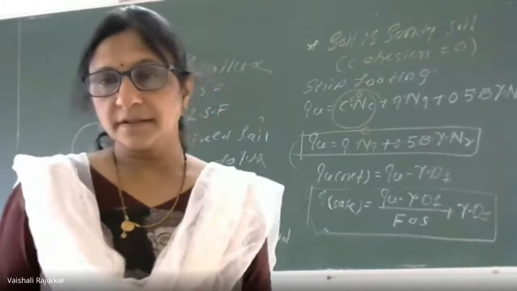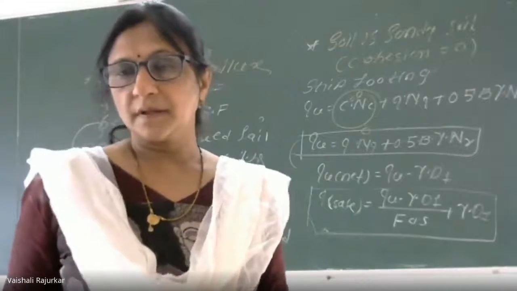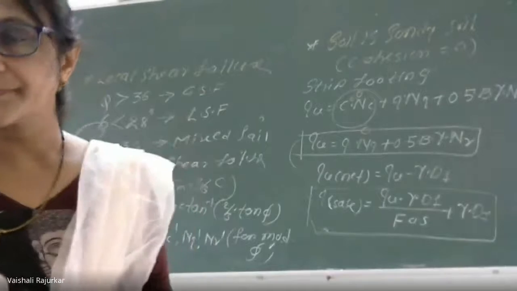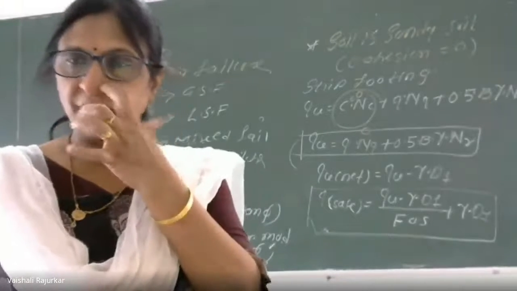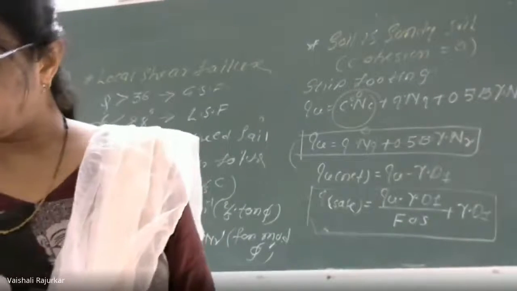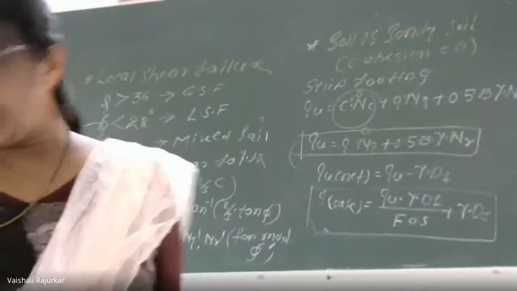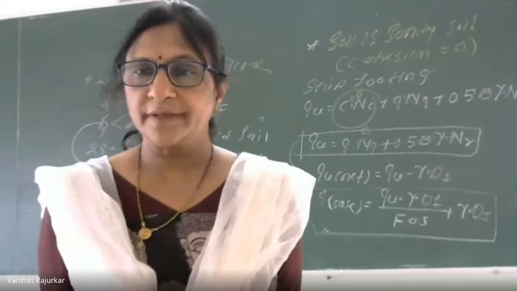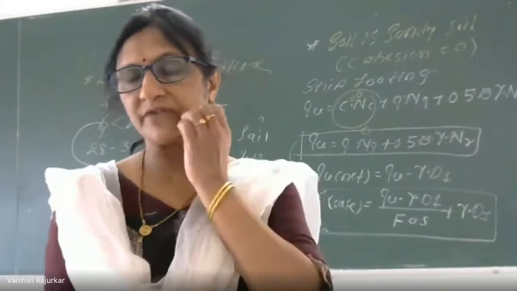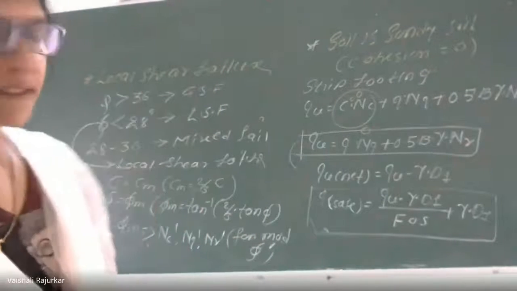Right? I think everyone has the data for the NC, NQ and gamma values, right? Because here phi is given as 22 and C is given as 20. So in this case, as phi is less than 28 degrees, we have to modify it because it is a case of local shear failure, right? So I'll just write the equation over here.